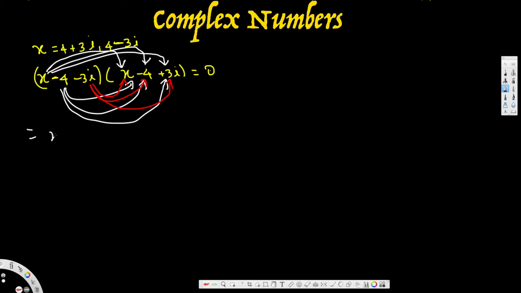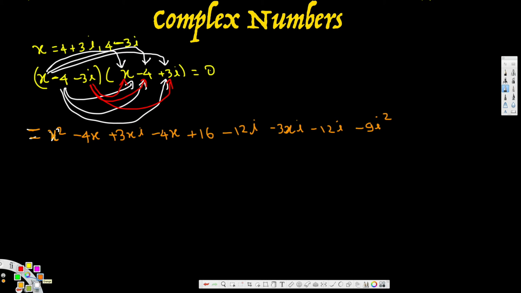Now x times x is x square. I use a different color so we don't get confused. X times x is x square, and x times negative 4 is negative 4x, and then x times 3i is 3xi, and then negative 4 times x is negative 4x, and negative 4 times negative 4 is plus 16, and then negative 4 times 3i, that's negative 12i. And then lastly, we have negative 3i times x, that is negative 3xi, and then negative 3i times negative 4, that's negative 12i, and then negative 3i times positive 3i, negative 9i square.